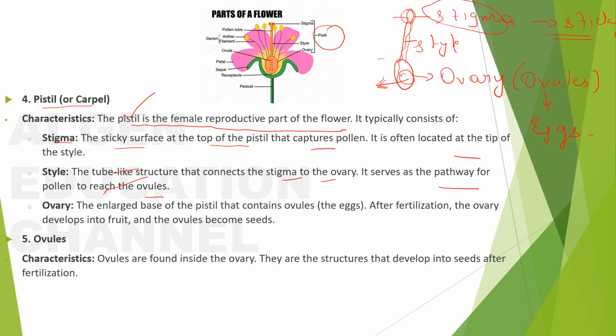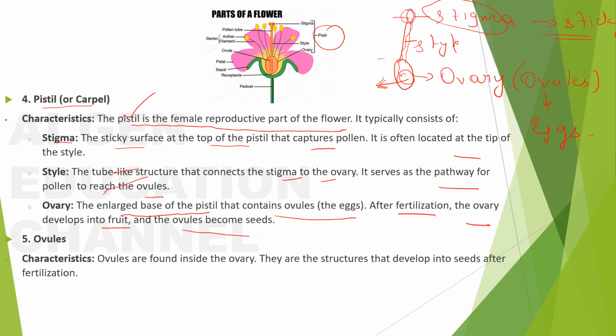I already told you, right? Ovary has ovules. Ovules are also called eggs. Now this is the ovary, the enlarged base of the pistil that contains ovules, the eggs, okay. So it contains the eggs. After fertilization, fertilization is a process wherein the pollen will combine with eggs, okay. The ovary develops into what? Fruit, and the ovules become seeds.